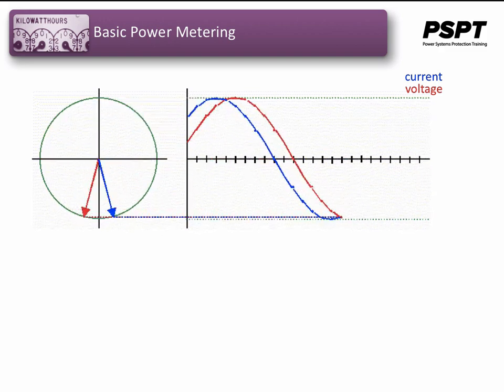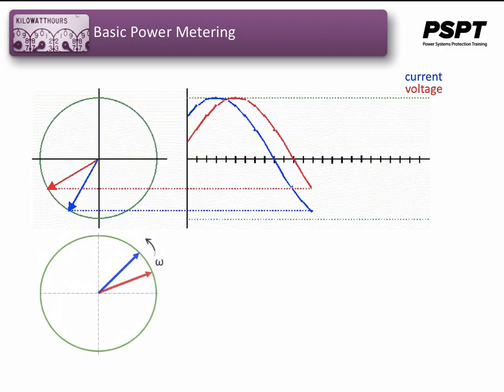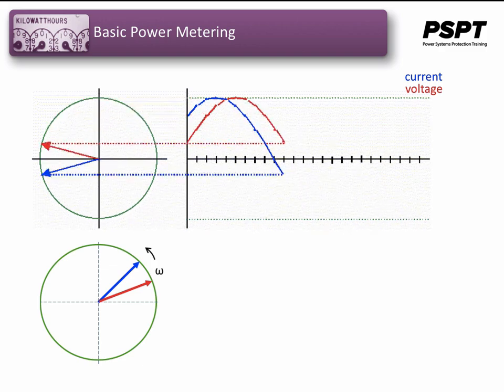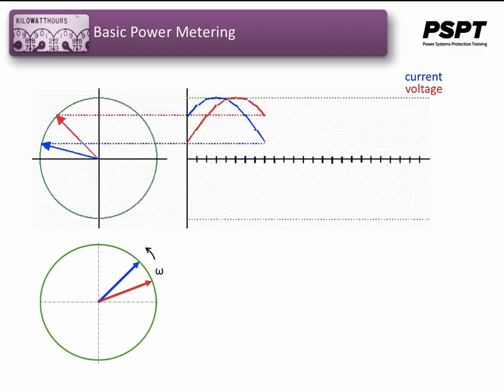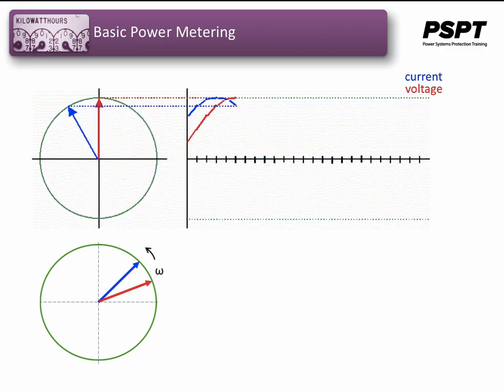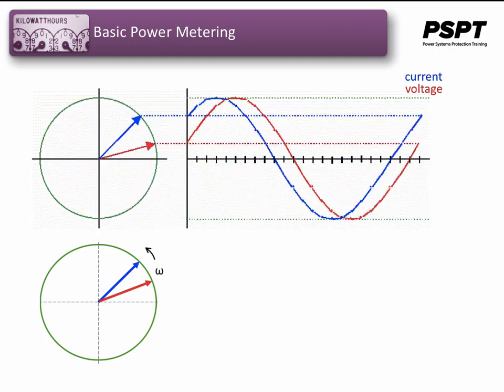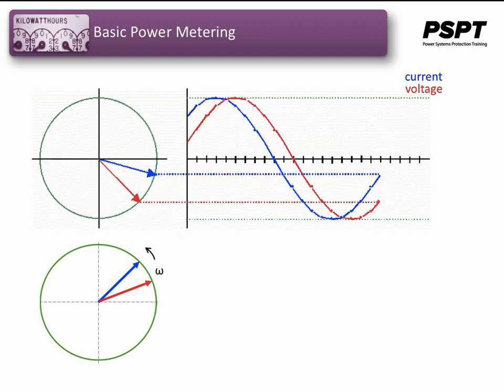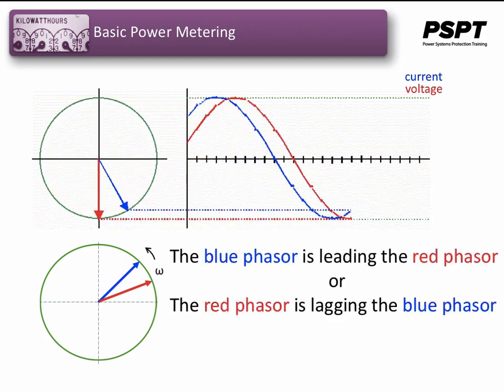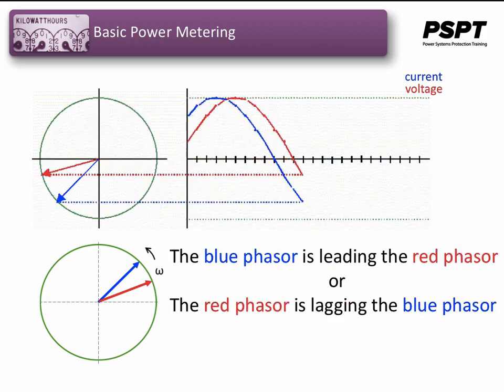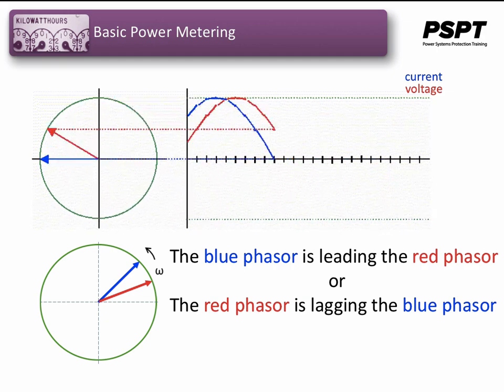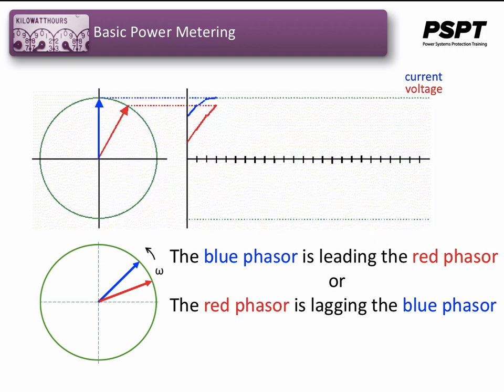When considering two sine waves that are not in phase, one wave is often said to be leading or lagging the other. This terminology makes sense in the revolving phasor picture as shown. If the rotation is stopped, we can see that the blue phase is said to be leading the red phase, or conversely, the red phase is lagging the blue phase. These phasors could be current or voltage, or one of each.